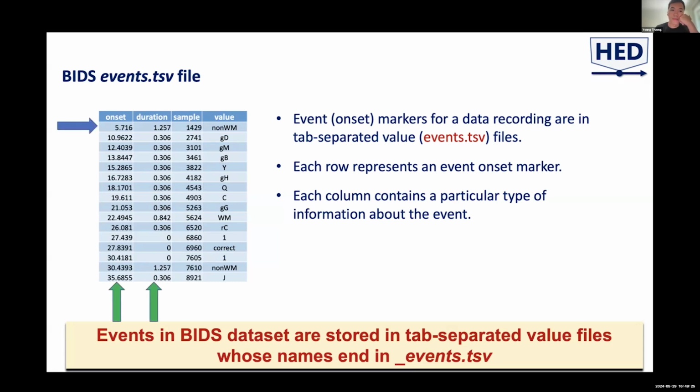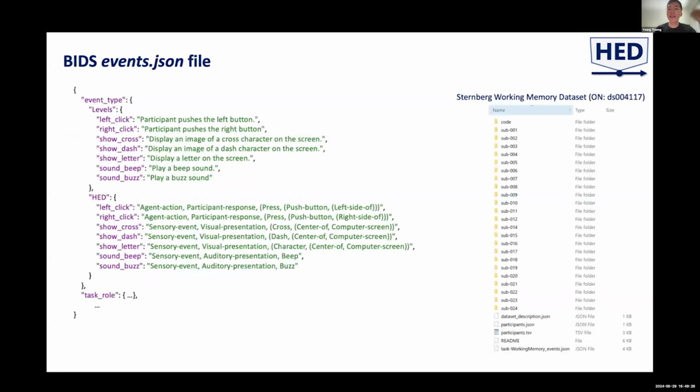And then we also have the events JSON to describe more in general terms the columns in the events.tsv file. And the JSON files are dictionary key value files. The main level of the key would be the column name itself. So for example, we have the event type column here. And then the child keys, the two main ones that we want to focus on, are levels and HED. And so levels will contain the text description of the column values in the event type column here, for example.